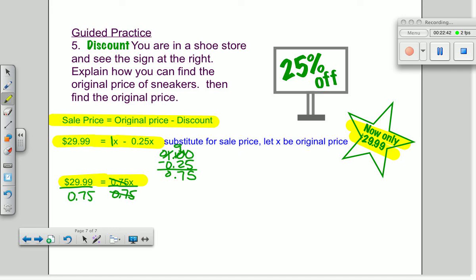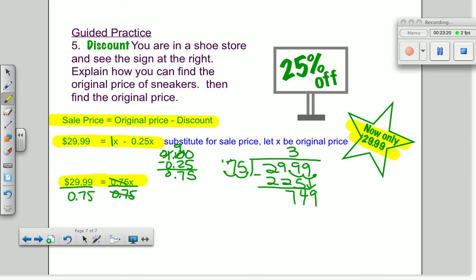Okay? So $29.99 divided by 0.75. Move the decimal twice. Move this one twice. 75 goes into 2, no. Into 29, no. Into 299, yes, 3 times. 5 times 3 is 15. 7 times 3 is 21, plus 1 is 22. Subtract. 9 minus 5 is 4. 9 minus 2 is 7. Bring down the 9.